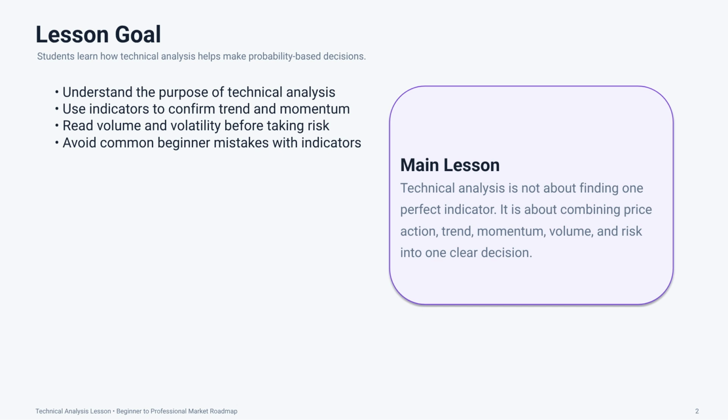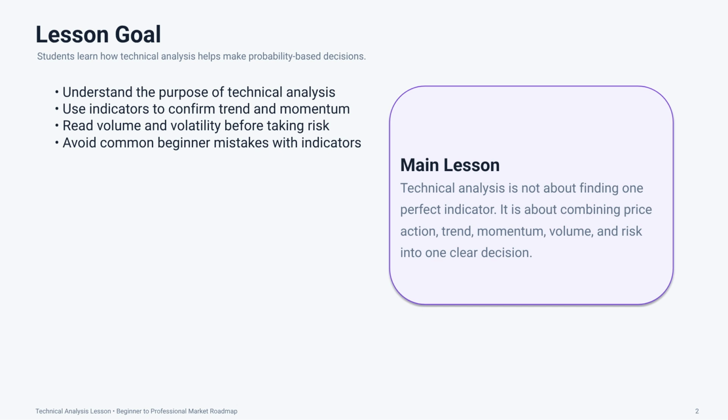The third goal is to learn how to read volume and volatility before taking risk. Volume tells us if traders are participating in the move. Volatility tells us how big and fast the price movement is. The fourth goal is to avoid common beginner mistakes. A lot of new traders make the mistake of using too many indicators, or they enter into trades only because one indicator gives a signal.